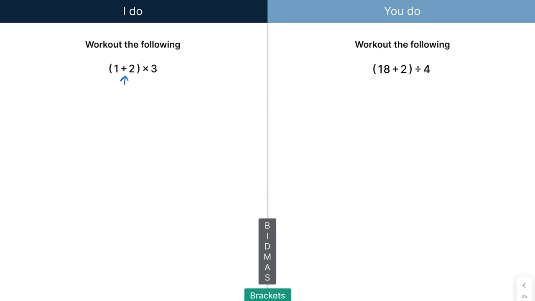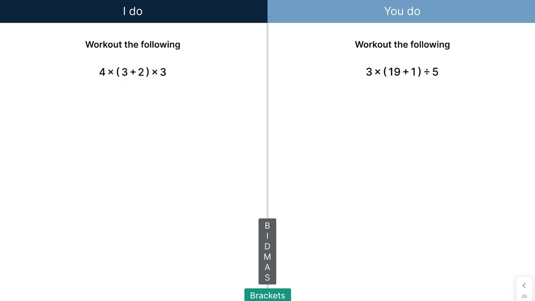Well, what's in the brackets? 1 plus 2, so that's 3. And then we just copy the other 3, and that gives us 9. Okay, that's where that 3 came from. And looking at the right, again, you do the brackets first. Okay, so that'll be 20 divided by 4, which is 5.